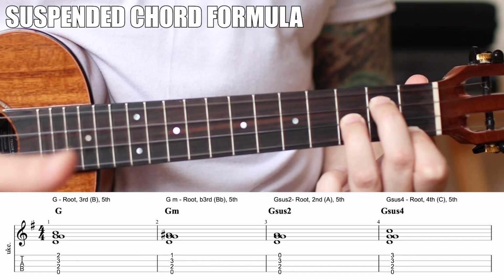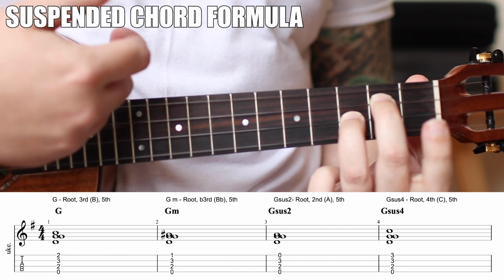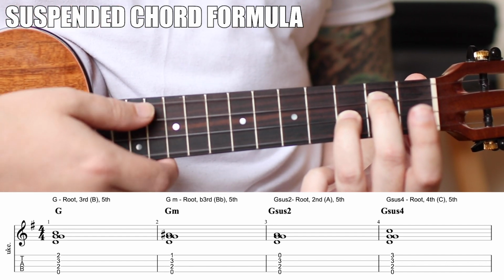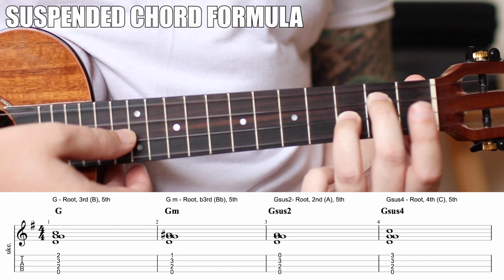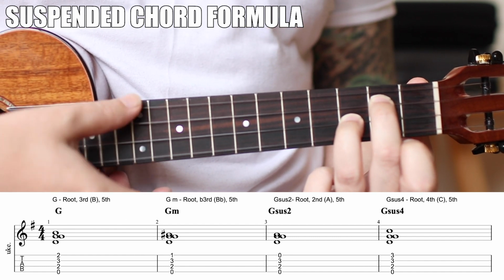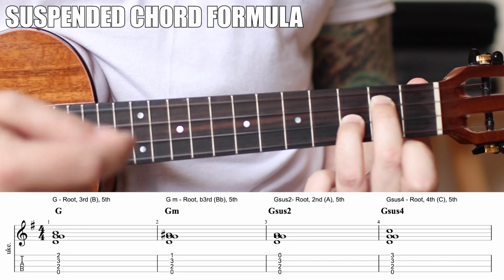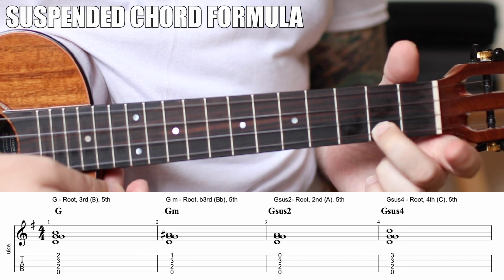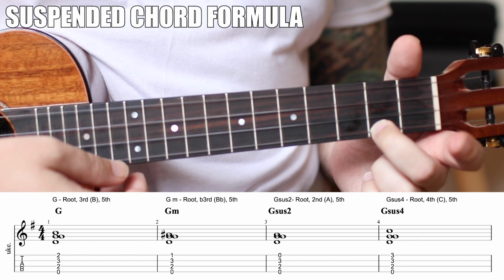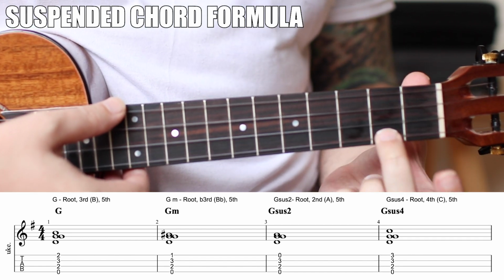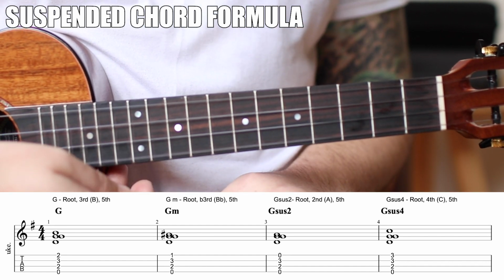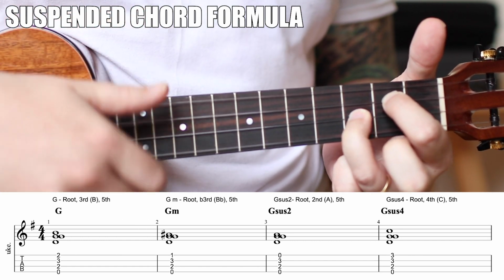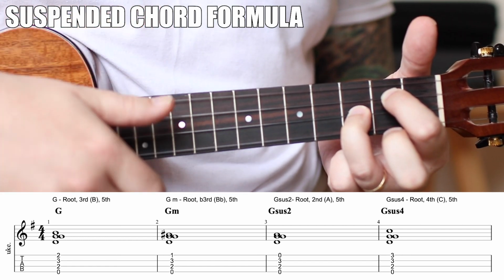Well, what happens if I completely replace that B with an A? We still have a D note, we still have a G note, but now we have an A note. And this is what's called a G suspended 2. Because what's happened is we've taken our B note, the major third, and we've eliminated it from the chord. And in its place, we've replaced it with an A note, which is what's known as a 2 in this number system. So this becomes a suspended 2.